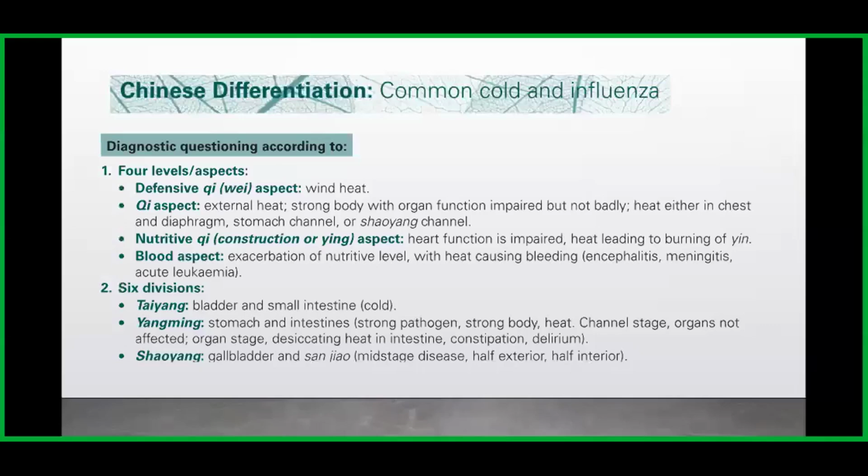There's Taiyang, which is the bladder and small intestine, and the Yangming, the stomach and intestines, where there's strong pathogen, strong body, and heat. The channel stage and organs are not affected. In the organ stage, there is desiccating heat in the intestine, constipation, and delirium. And then there's Shaoyang, the gallbladder and Sanjiao, which is mid-stage disease, half exterior, half interior.